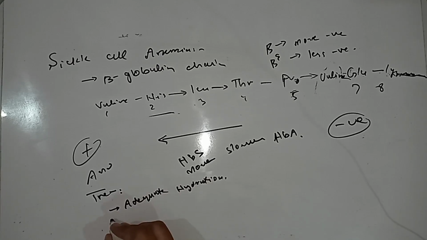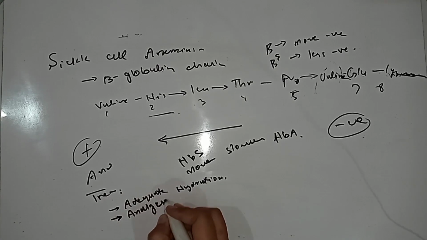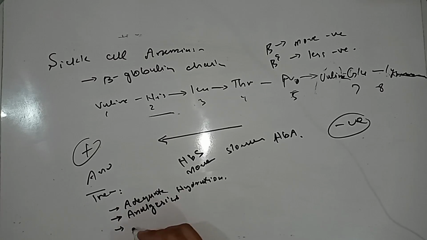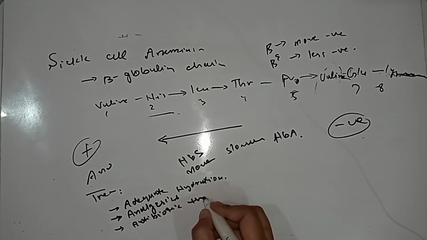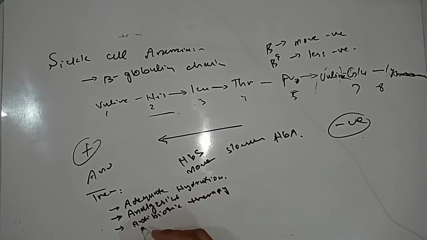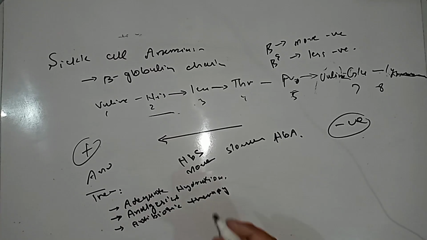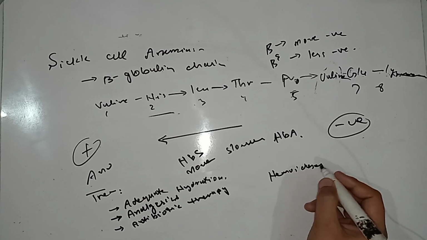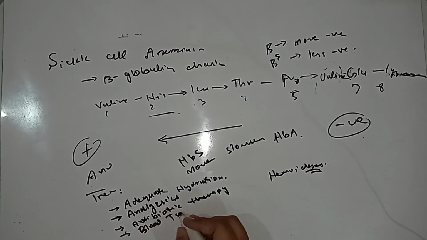Moreover, due to pain episodes, analgesics are given to manage the pain crisis, and there is also antibiotic therapy to tackle the risk of infections. And moreover, blood transfusion can also be given. However, chronic blood transfusion can lead to the risk of hemosiderosis due to iron overload. So, blood transfusion is also a treatment option here.